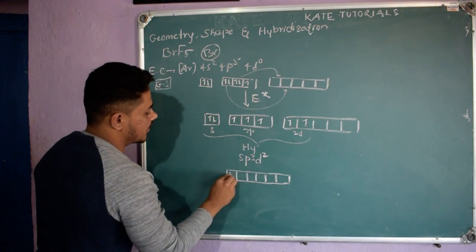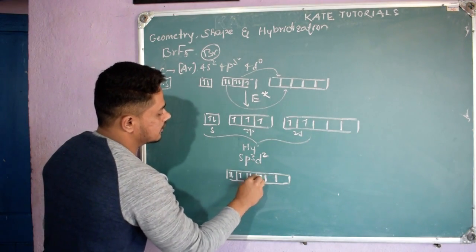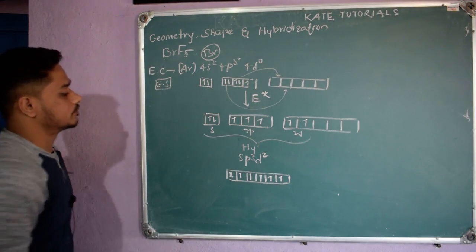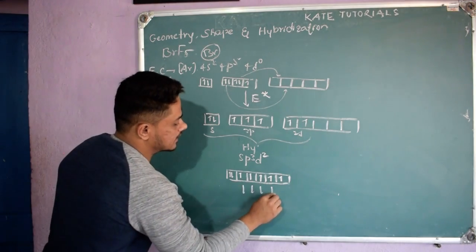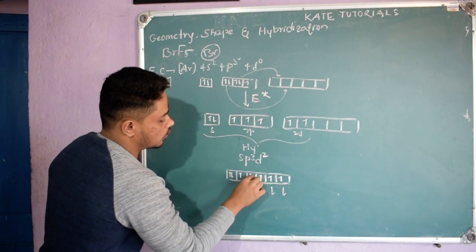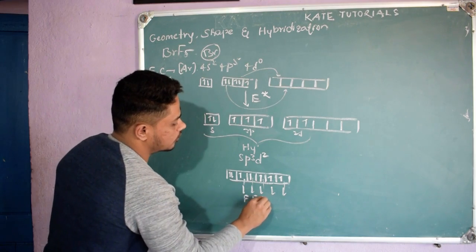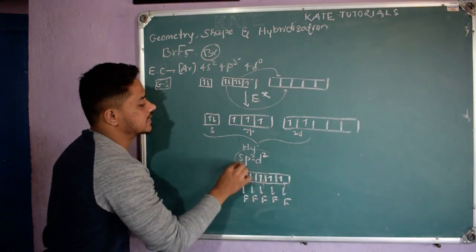Yes, it will have a lone pair. P means 3 unpaired, 1, 2, 3, and 2d, here also unpaired like this. Now fluorine will come with reverse spin, so that they can combine, and they will form 1, 2, 3, 4, 5, 5 bonds. Right. So hybridization is sp3d2.